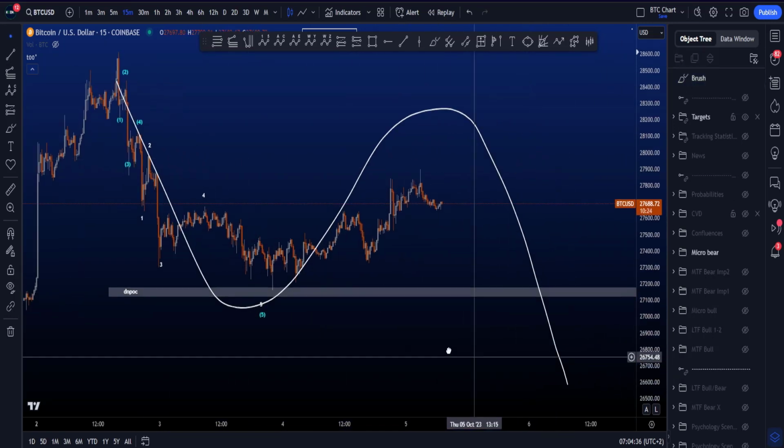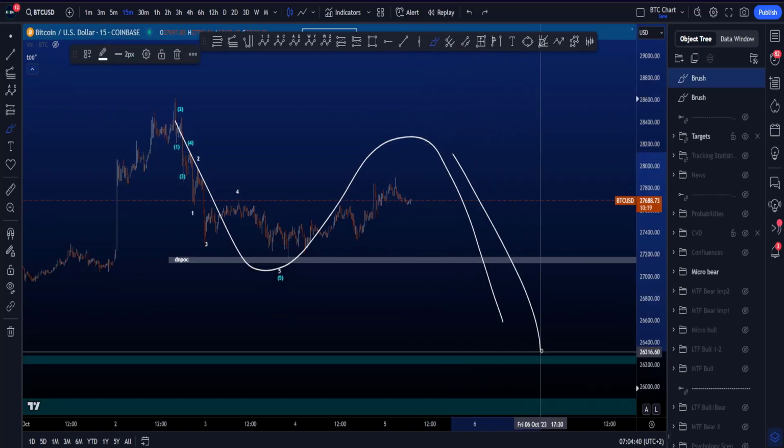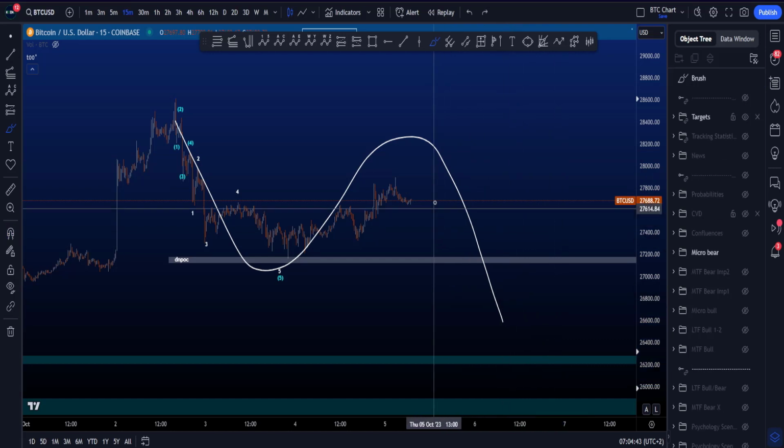However, the main difference is going to be this move to the downside. In a wave 3, this is of course a strong impulsive wave to the structure, and in potentially a wave Y, you want to see a three-wave structure to the downside.